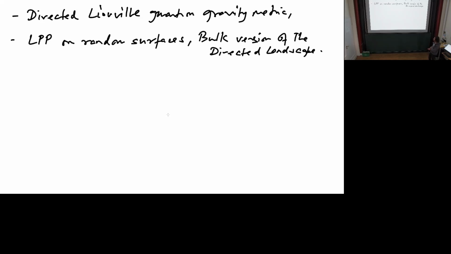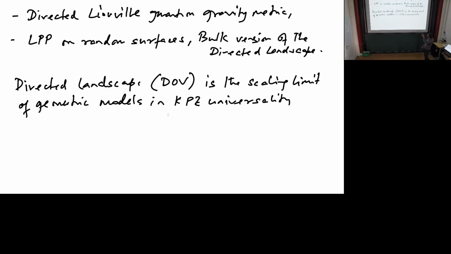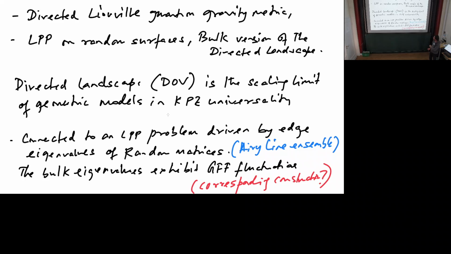Then a couple of other things, like you try to construct or make sense of a directed Liouville quantum gravity metric. And then the other thing is LPP on random surfaces, or what is known as the bulk version of the directed landscape. So this is really directed to experts. The directed landscape is a construction by Dauvergne, Ortmann, and Virág, which is supposed to be the universal scaling limit of models in the KPZ universality class. So it's a model of random geometry. And it turns out that this directed landscape model is connected to an LPP problem driven by the edge eigenvalues of a random matrix.